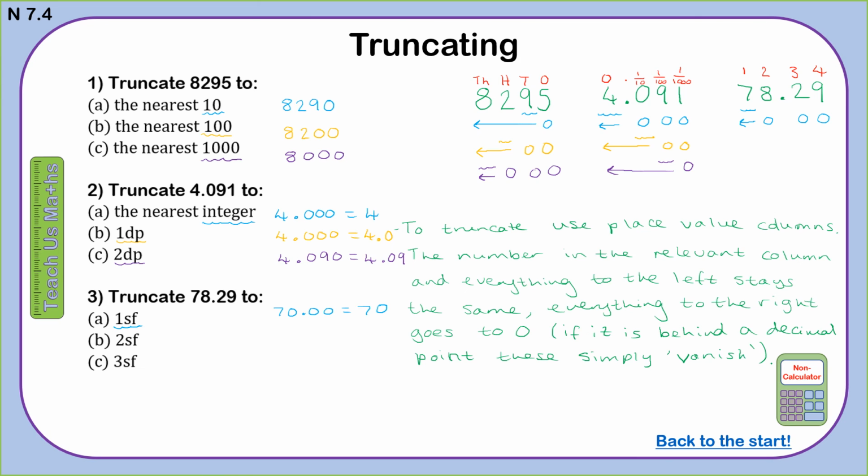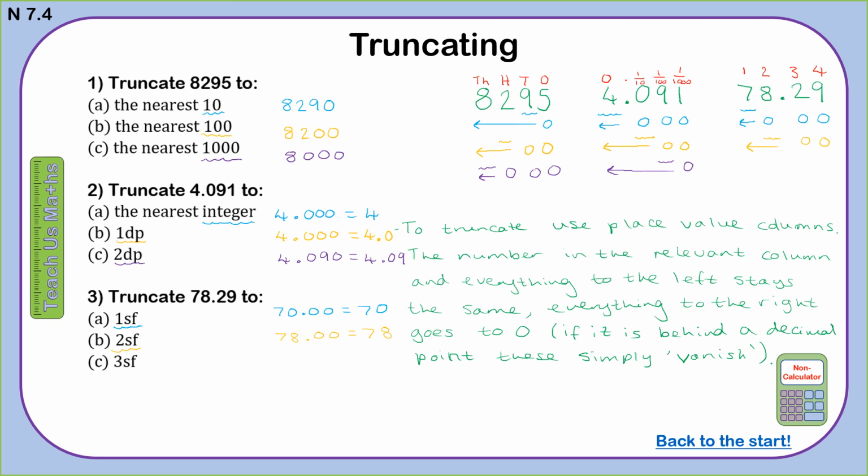Truncating to 2 significant figures then. We look at our second significant figure, 8. That column and everything to the left stays the same. Everything to the right goes to a 0. So when I truncate 78.29 to 2 significant figures, I get 78.00, which I simply write as 78.